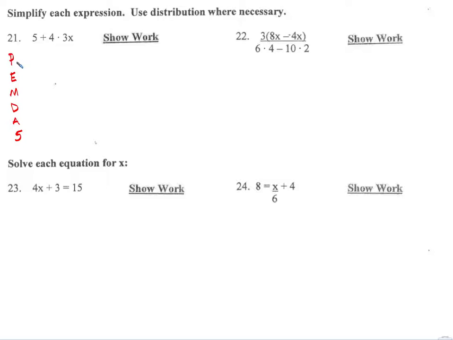First is parentheses. There's no parentheses. Then exponents, no exponents. Then multiplication and division in the same step. Where's multiplication? It's right here. So this is the first step. 4 times 3x. 4 times 3x. Can you guys shout it out?